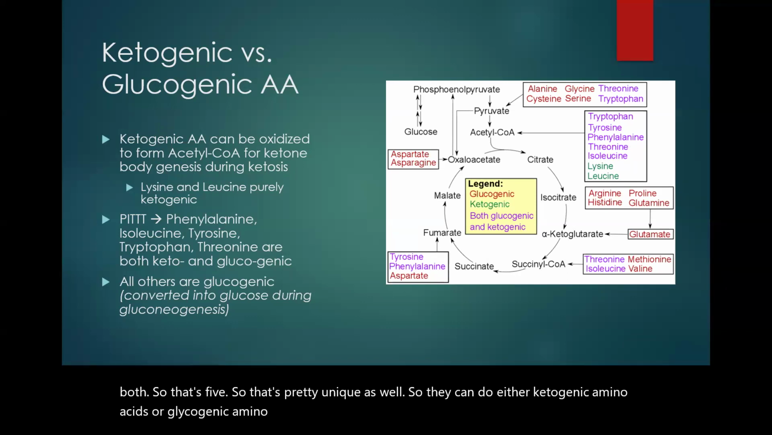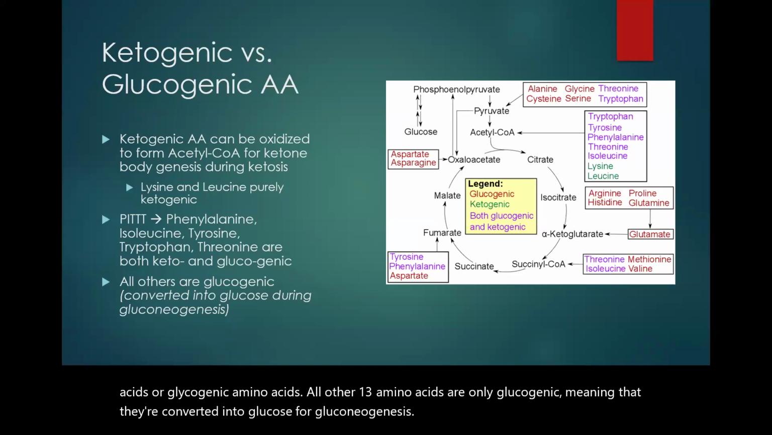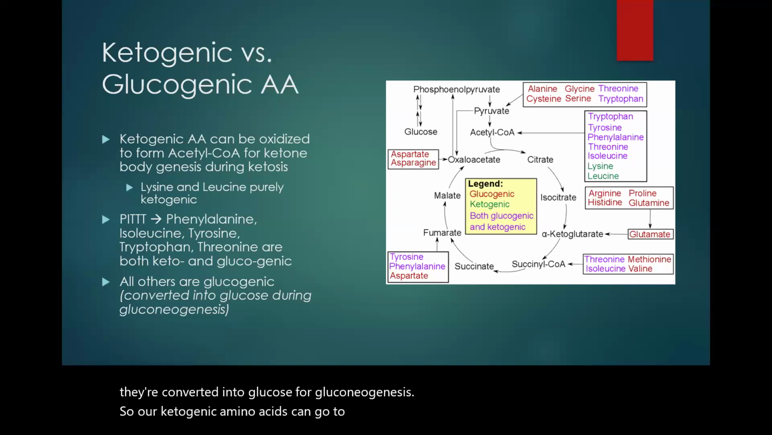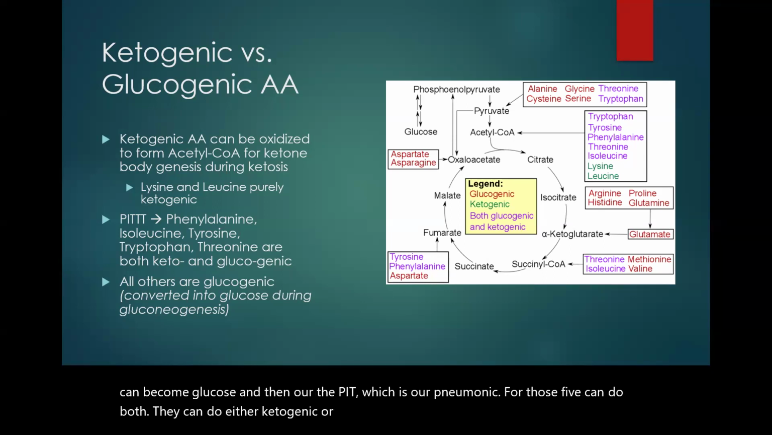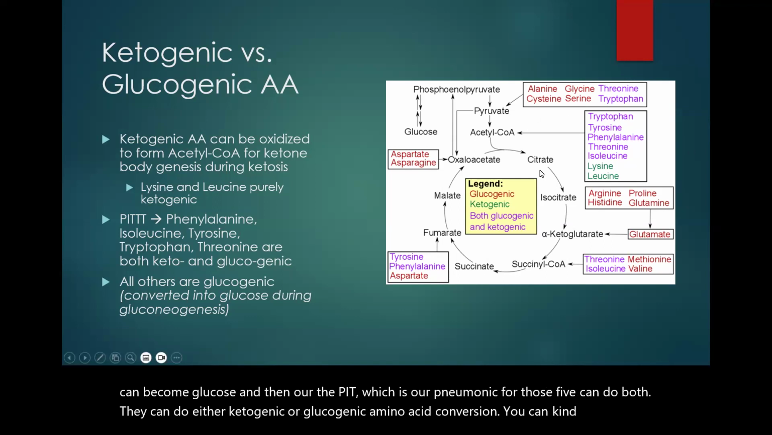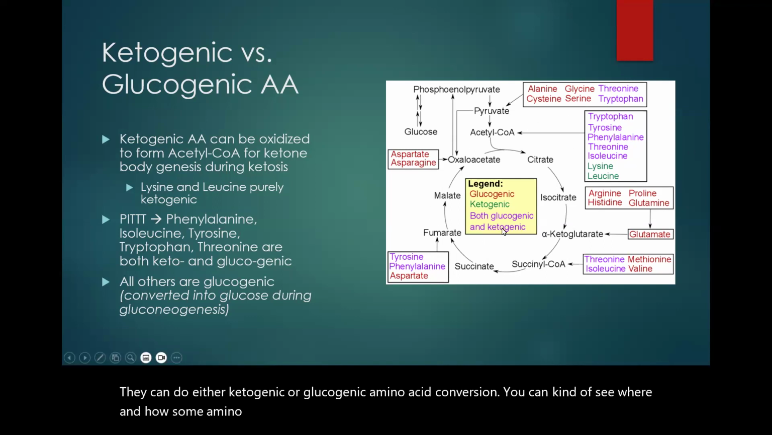All other 13 amino acids are only glucogenic, meaning that they're converted into glucose for gluconeogenesis. So our ketogenic amino acids can go to become ketone bodies. Our glucogenic amino acids can become glucose. And then the PIT, which is our mnemonic for those 5, can do both. They can do either ketogenic or glucogenic amino acid conversions.